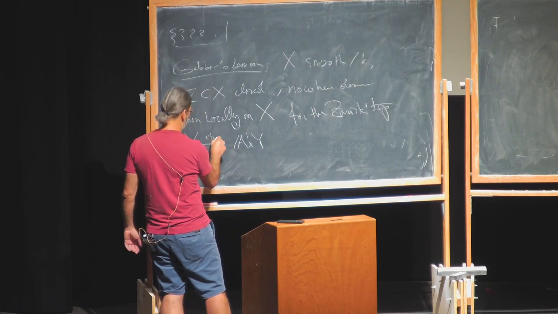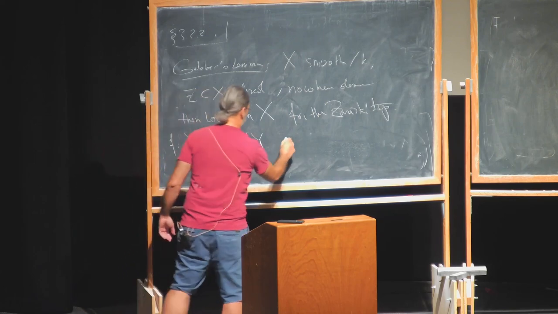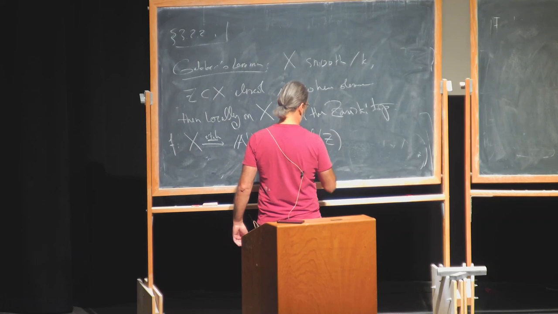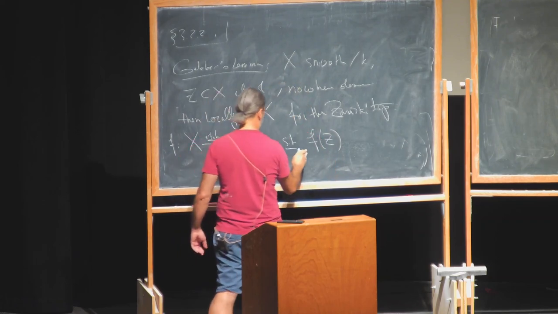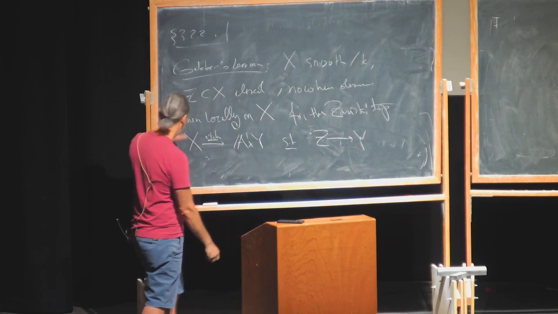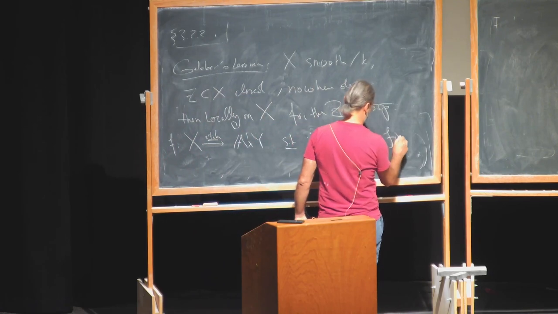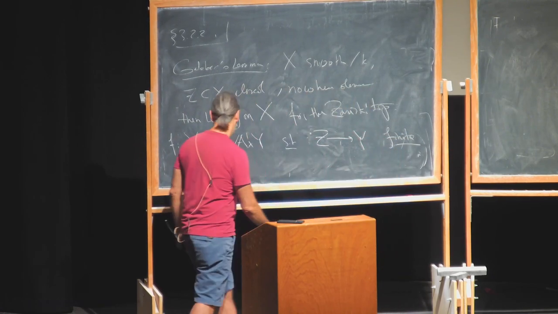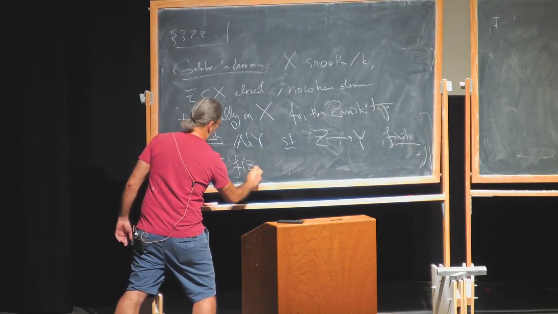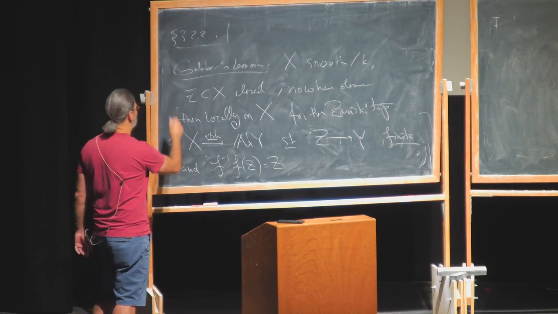étale morphism, such that, let's call this F, two properties. First, F of Z, or maybe rather the induced map from Z to Y: Z is inside X, I can map it here, and then I can project to Y. This is finite, and second, F minus one of F of Z is just Z. Okay, so these two properties.